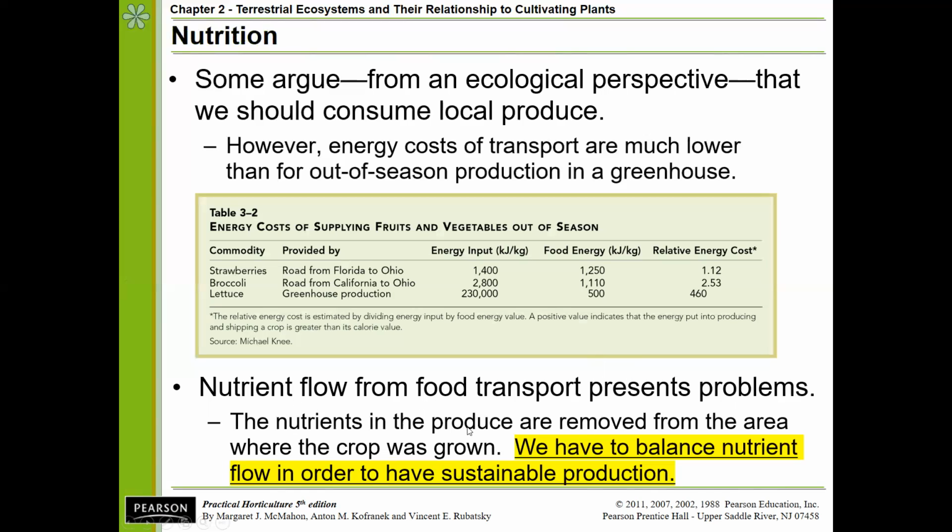Big thing with nutrient flow, though, is I want you all to know that we have to balance nutrient flow in order to have sustainable production of crops. For every bit of nitrogen and phosphorus especially removed from the soil and transported away from the farm, we have to bring that nitrogen and phosphorus back to the farm in some other form in order to sustain production.